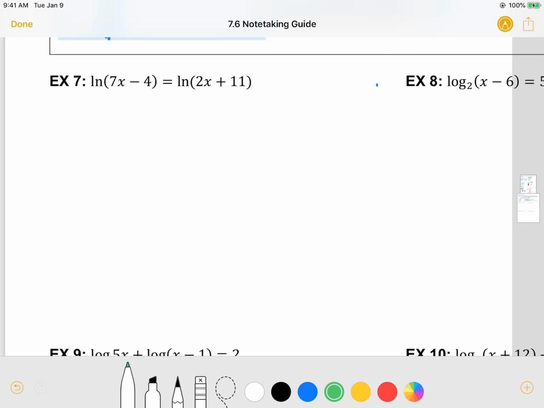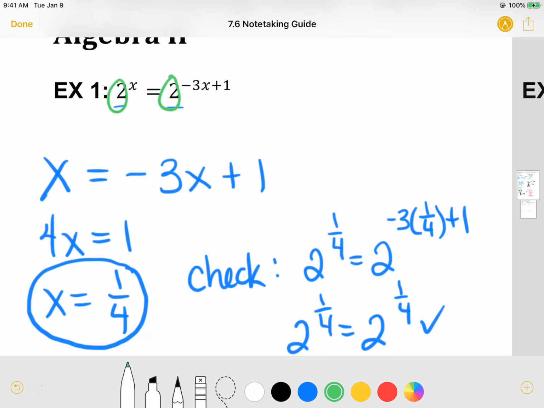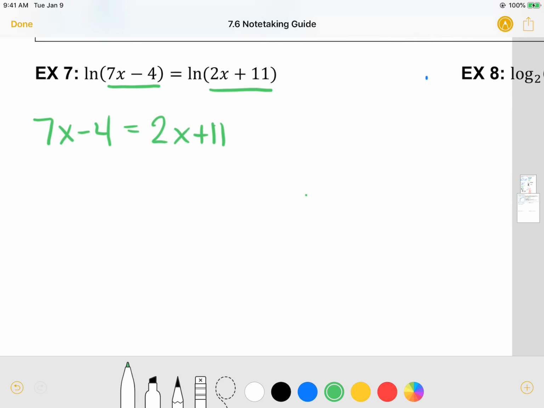Now example 7, because we have natural log base e on both sides, what we can do is simply set the quantities inside those parentheses equal to each other. It's kind of like if we look back at that first problem we did here, if the bases are equal, we can just set the exponents equal. It's kind of like that. So if we have the same type of log, we can just set those expressions equal to each other to solve.